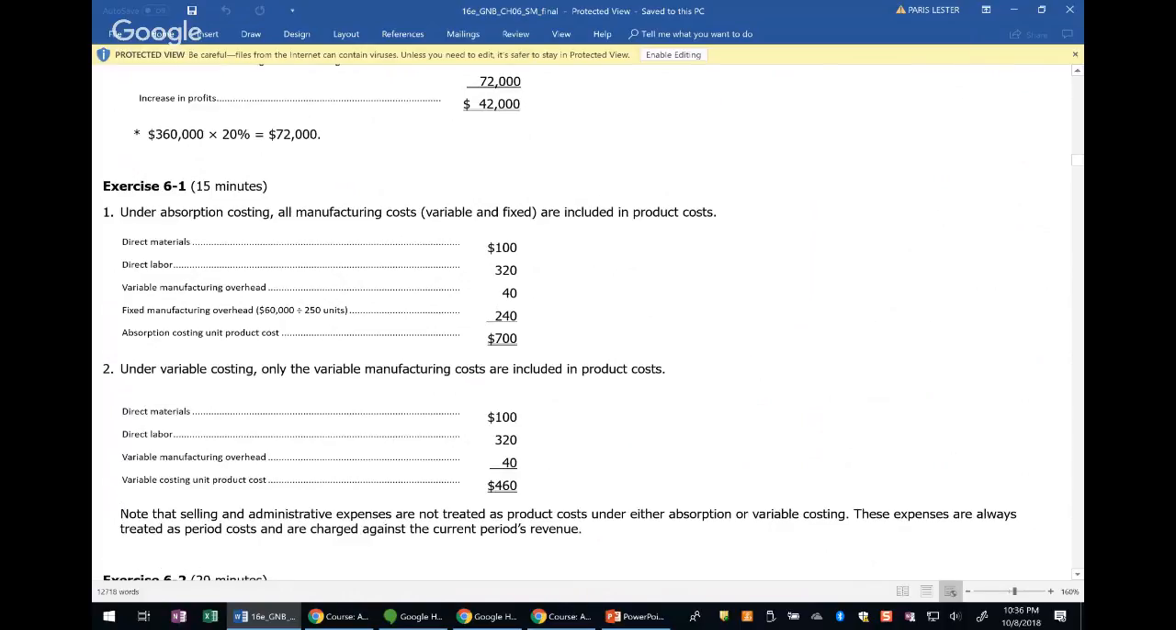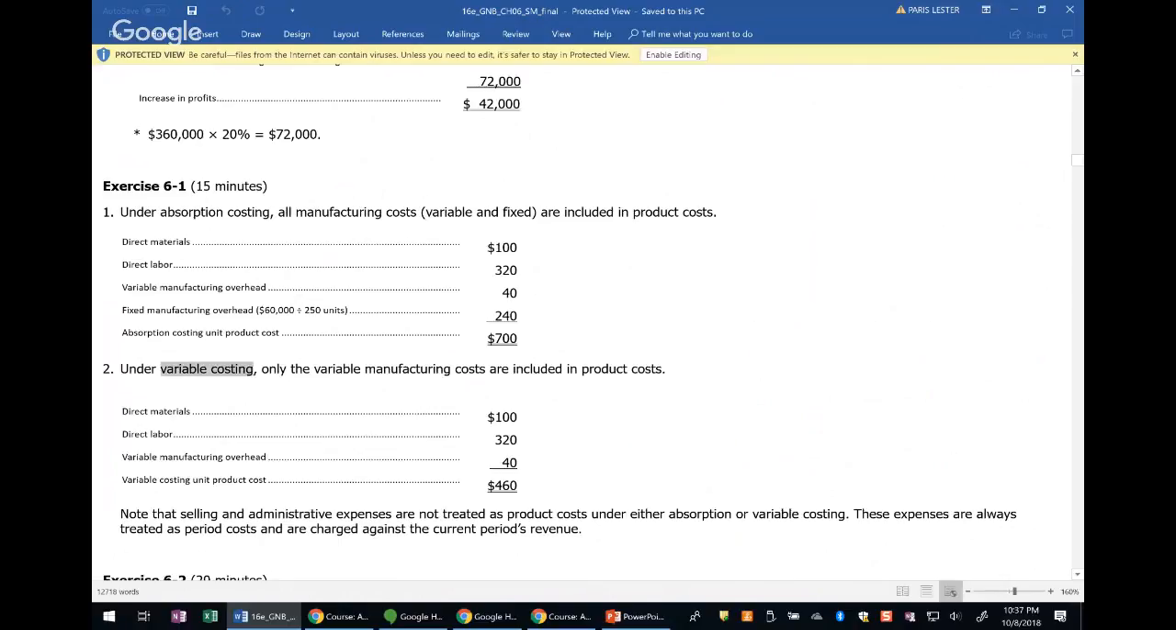Okay, I want to show you this solution because you're going to need this for what I'm going to ask you to do. Under absorption cost, you take materials, labor, variable overhead and fixed overhead, and you get a unit product cost of 700. But under the variable costing, now absorption, this is what we've always done.